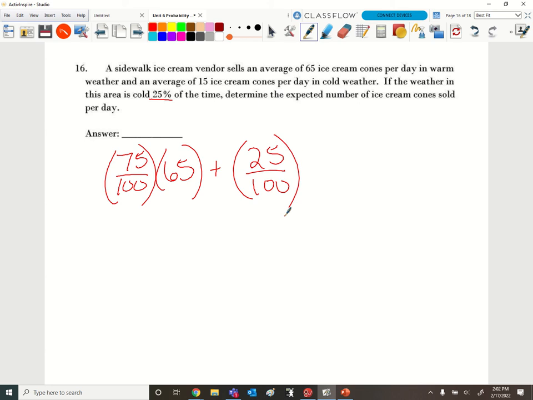But on a bad day, I get what? 15. So that's a bad day. When I do this, it's averaging it out, even though it looks like it's charging me here, but I'm averaging it out per day. Because according to this, 1 out of every 4 days is a bad day. That's 25%. And what do we come up with? So how many ice cream cones should we sell on average per day?